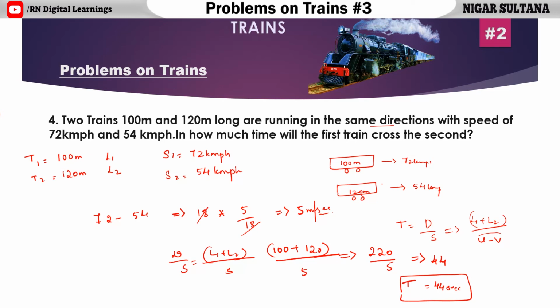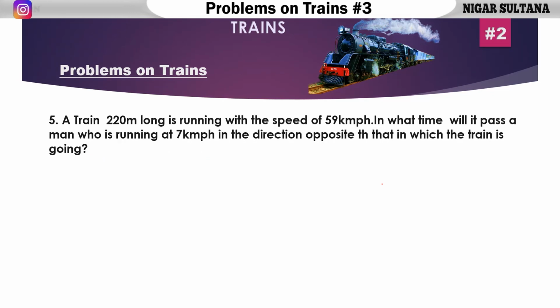Now let's move on to the next problem. A train 220 meter long is running with a speed of 59 km per hour. In what time will it pass a man who is running at 7 km per hour in the opposite direction, that is, that in which the train is going? This is 2.